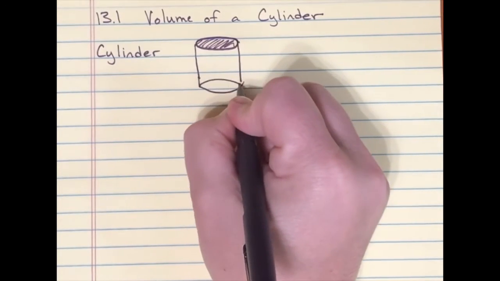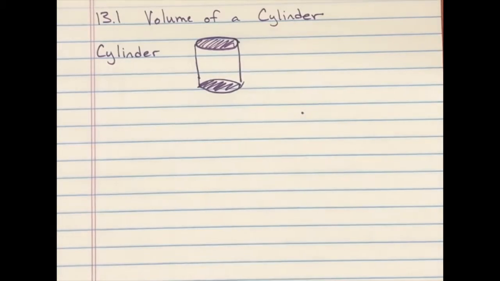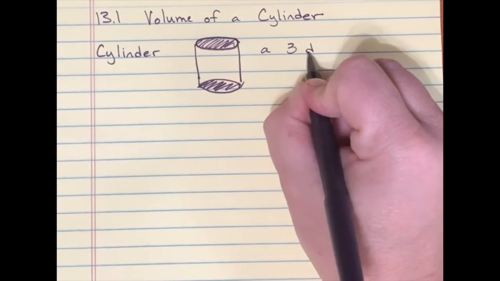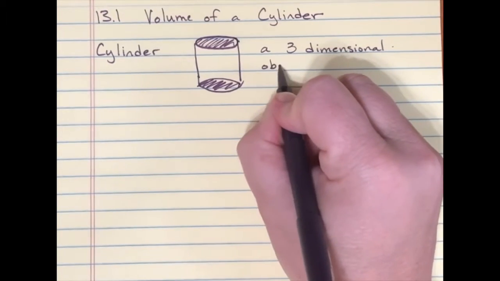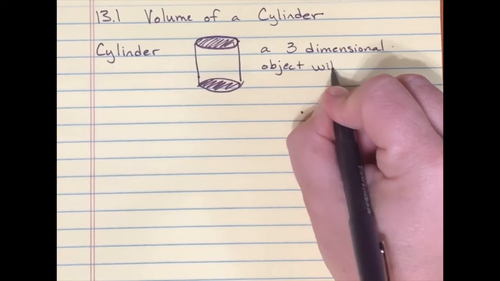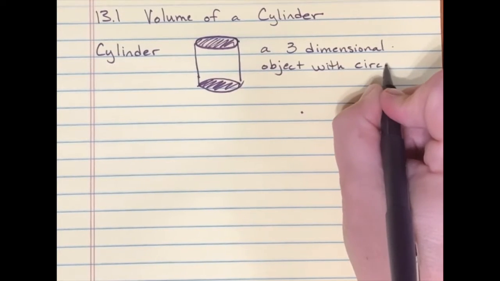And they have circles for bases. So they have circles at the top and the bottom. And so it is a three-dimensional object with circular bases. That is what a cylinder is.